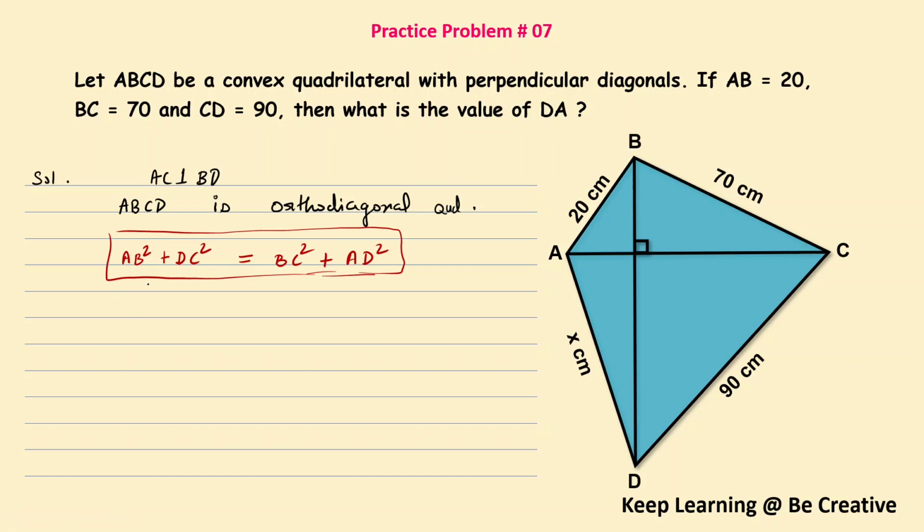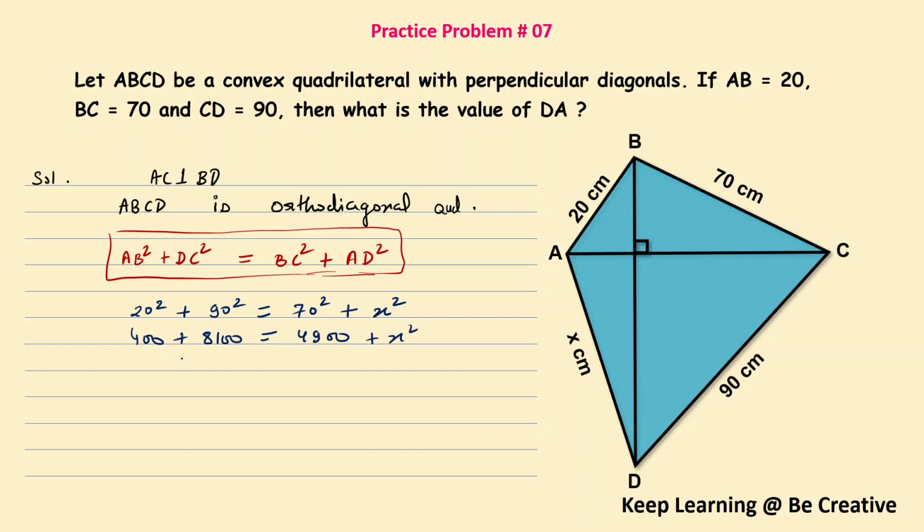So here we have AB, let's substitute the value, that is 20 centimeter. So it will be 20 square plus DC, that is 90 square, is equal to BC, that is 70 square, plus AD, which we need to find, is X square. It will be 400 plus the square of 90, which is 8100, equals the square of 70, which is 4900, plus X square.